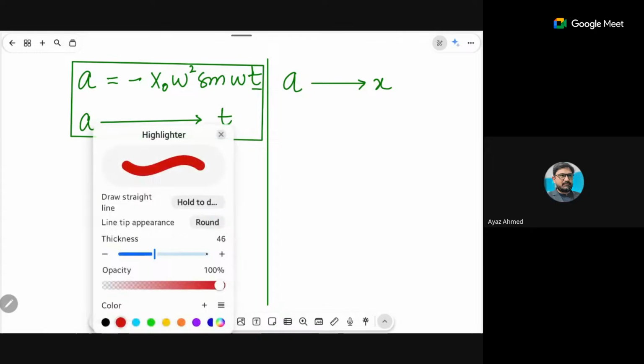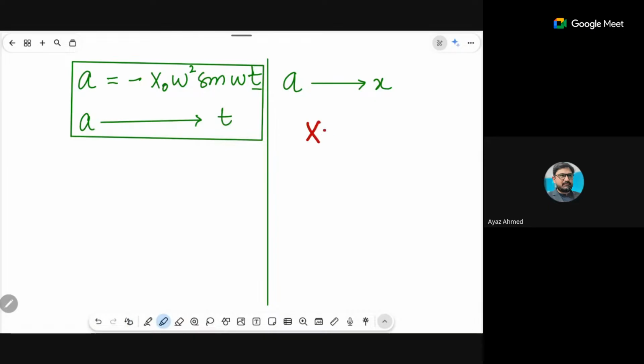For that purpose, here is a simple technique. You have studied x is equal to x naught sin omega t. Did you people study this? That is the equation of displacement. Now from here, sin omega t is equal to x divided by x naught. Is this clear to you also?